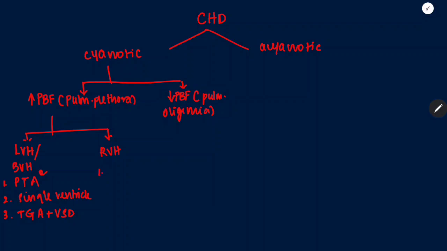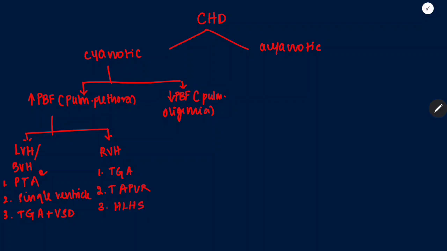Next one, right ventricular hypertrophy எதெல்லாம் வரும் with increased pulmonary blood flow அப்படின்னு பார்த்தா transposition of great arteries. So not TGA with VSD, this is TGA with intact ventricular septum. Okay, second one is going to be TAPVR. What is TAPVR? Total anomalous pulmonary venous return. And the third one is going to be hypoplastic left heart syndrome. So all these are very important.